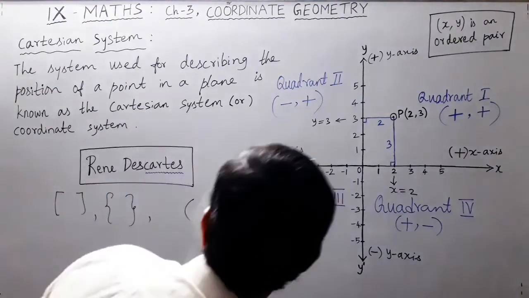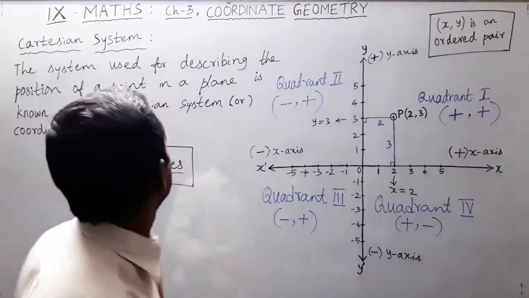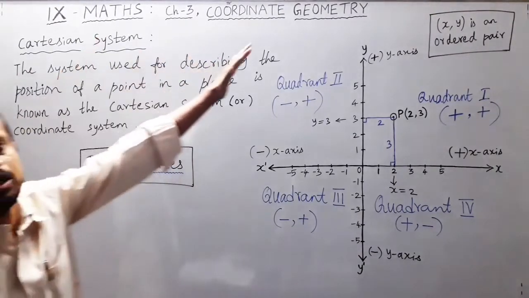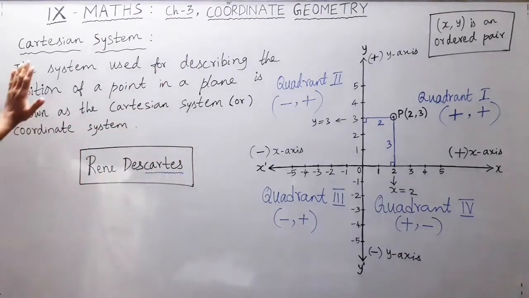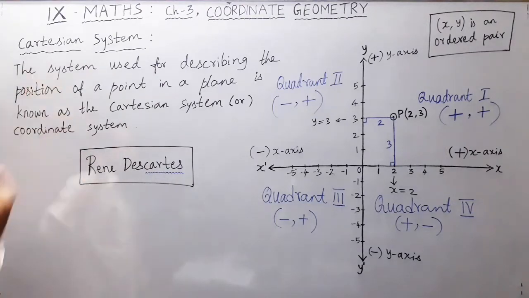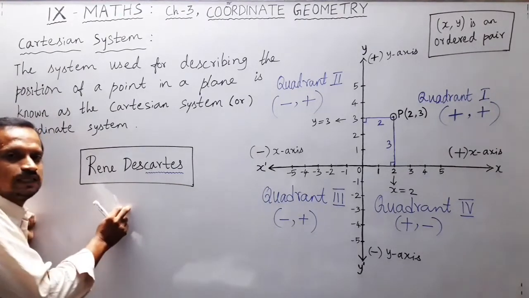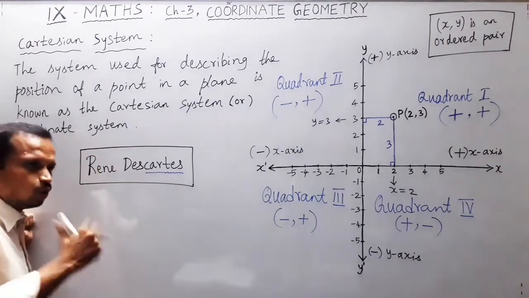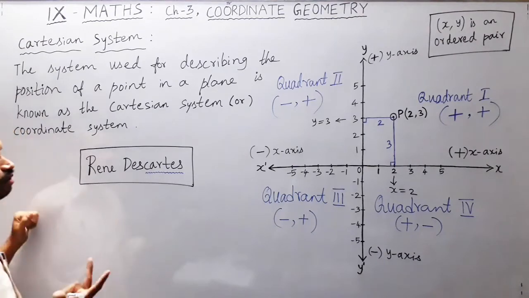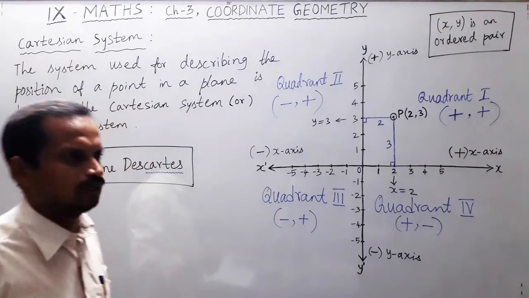So what we have to do is take chapter 3, coordinate geometry, and write this. René Descartes, you should pronounce this. This is the name of the mathematician, a French philosopher and great mathematician who initiated the development of this study, coordinate geometry.